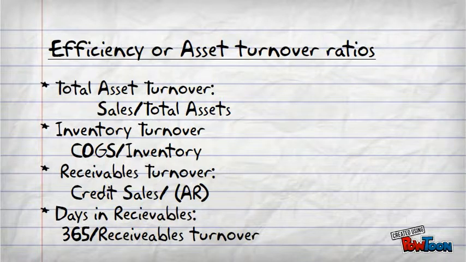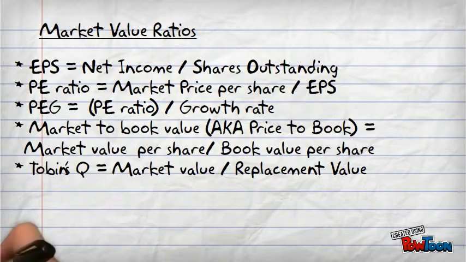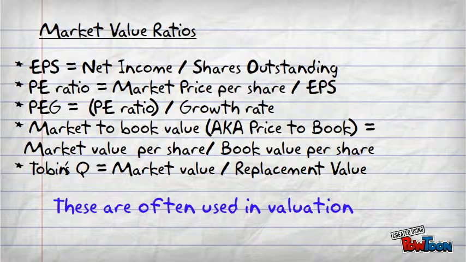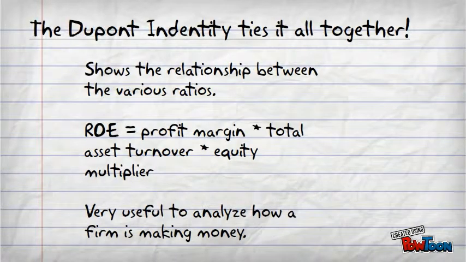Efficiency ratios, sometimes called management ratios, look at how well we're using what we have. For example, how much in sales are we generating for a dollar of assets, or how many times are we turning our inventory? Very useful at monitoring management. Market value ratios are often used to value firms. PE ratios, market-to-book ratios, even Tobin's Q look at what a firm is worth.